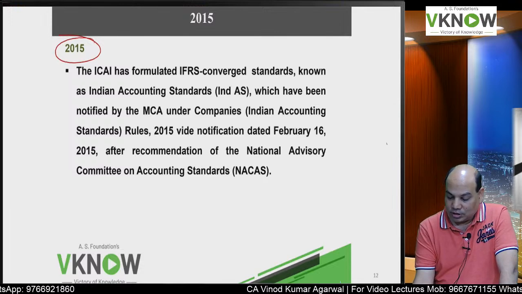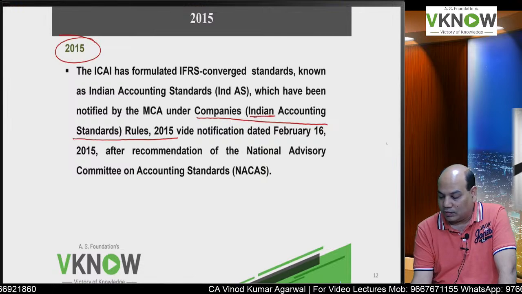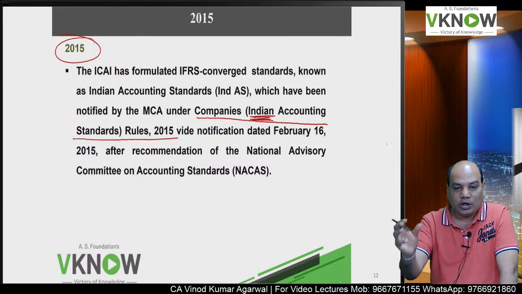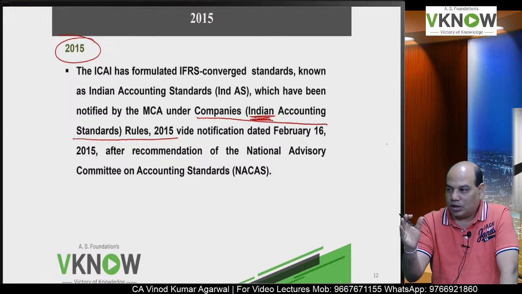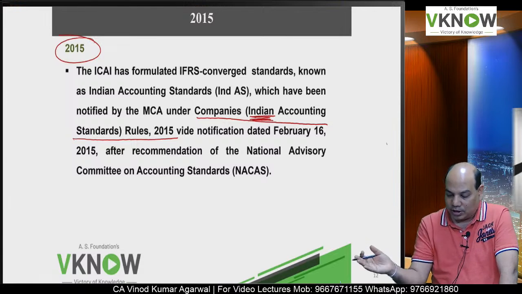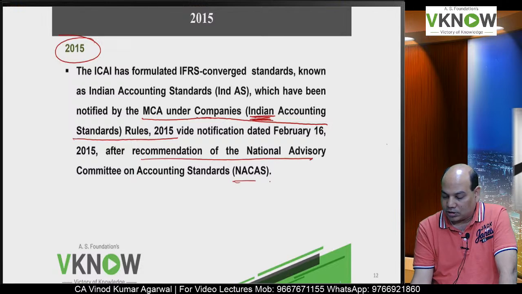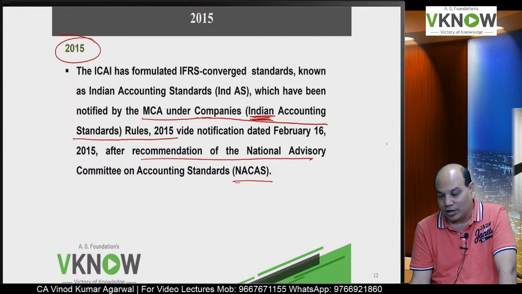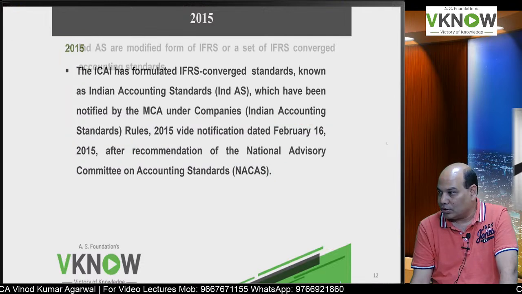One of the most important events happened in 2015, and in this year what happened? In this year they issued the Companies Indian Accounting Standard Rules. The word Indian is extra here. That means now they have given a roadmap for how Ind AS will become applicable in India. So MCA, under the recommendation of NACAS, the National Advisory Committee on Accounting Standards, notified Ind AS, and the notification date was February 16, 2015.